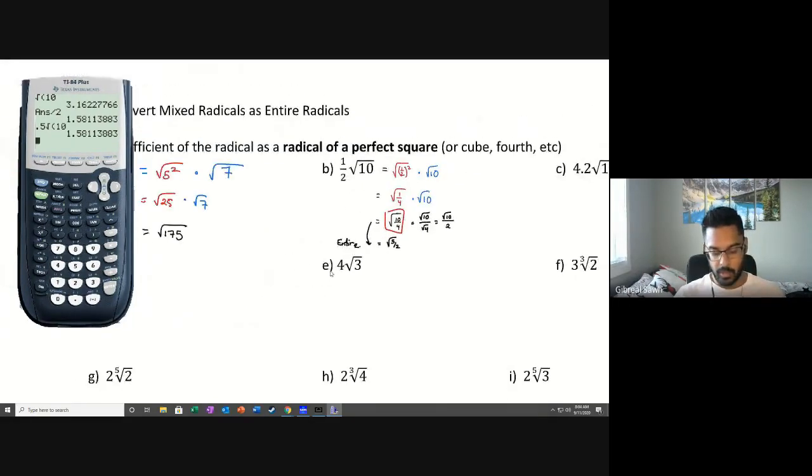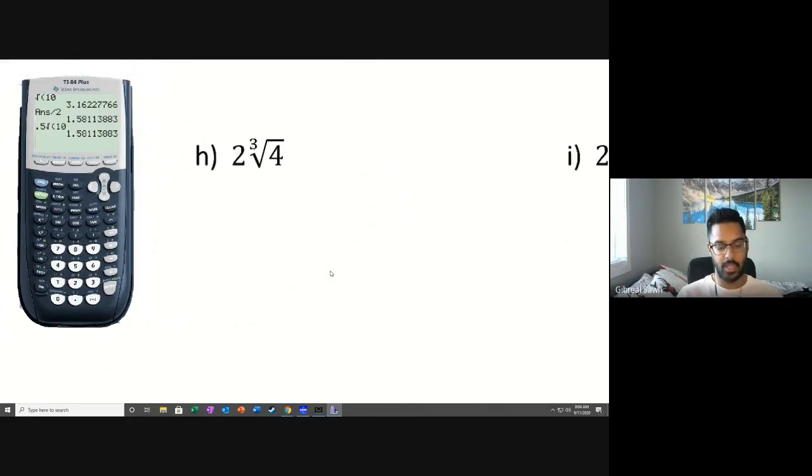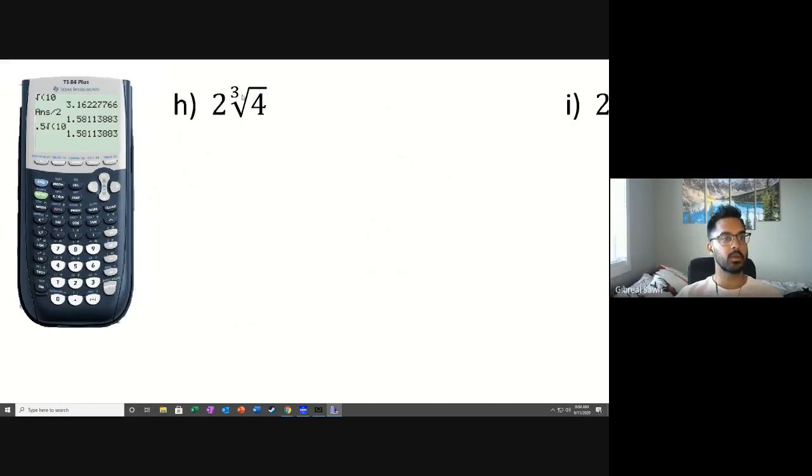Okay, all of the other ones are going to work the same. So I'm just going to pick one of the ones with a different index, and we'll do h here. So we're going to try to do this with the basis of cubes. So we need to have 2 radicals with an index of 3.